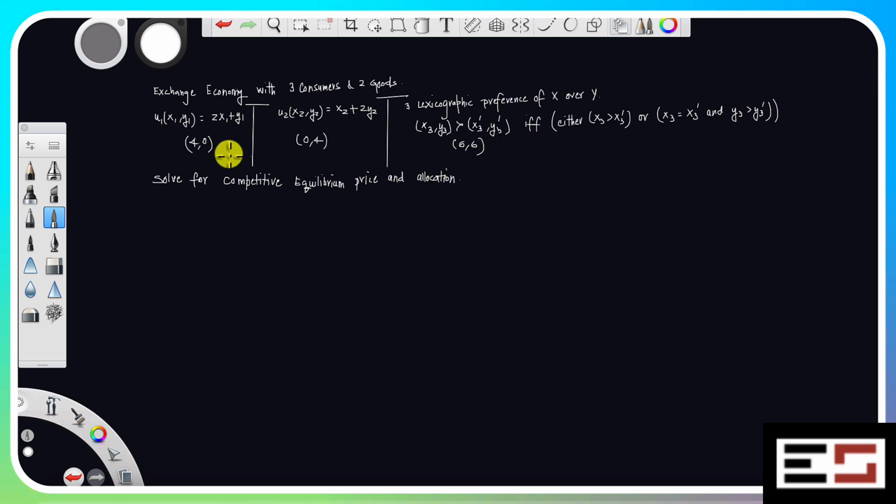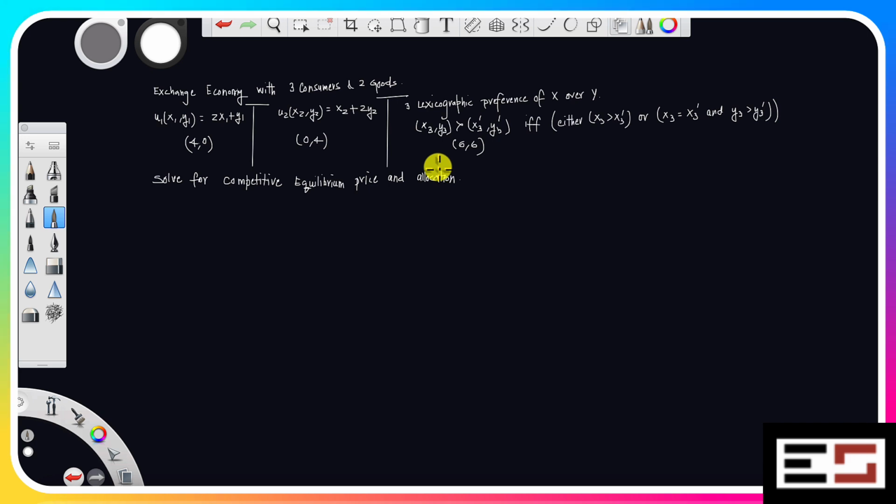Okay. The endowment of individual 1 is (4, 0), the endowment of individual 2 is (0, 4), and the endowment of individual 3 is (6, 6). So let us solve for the competitive equilibrium. In order to do that, we just need to solve for prices at which demand equals supply.